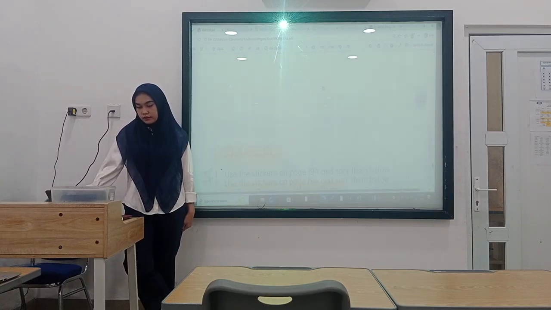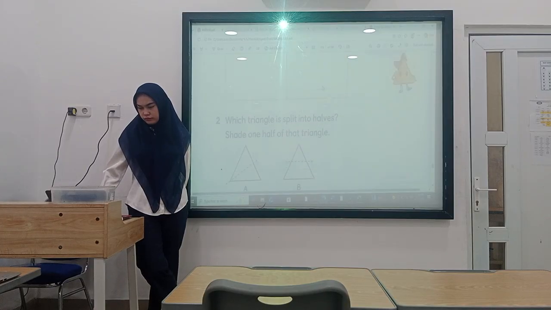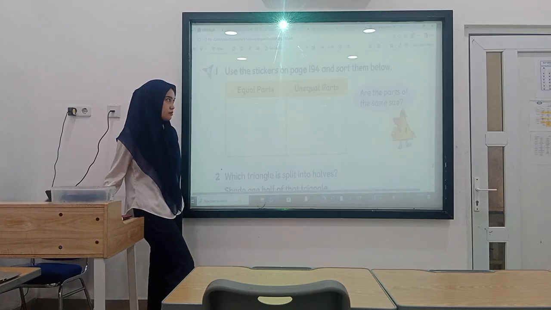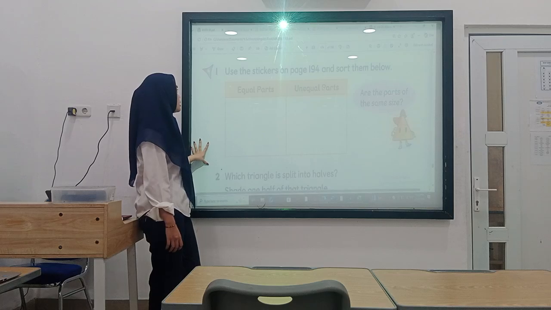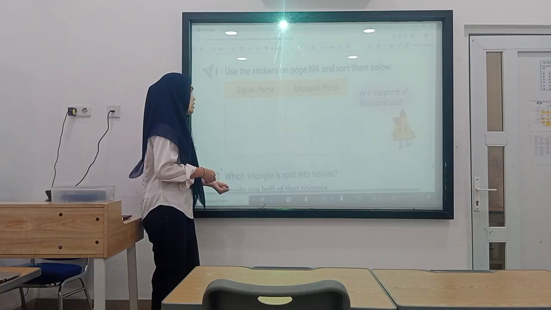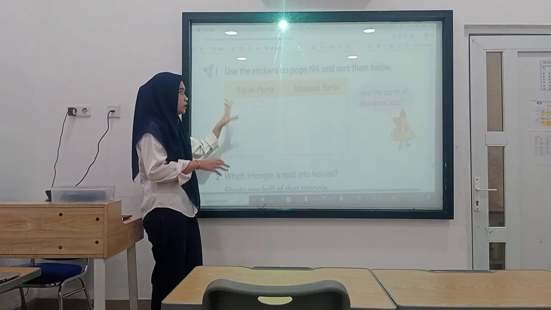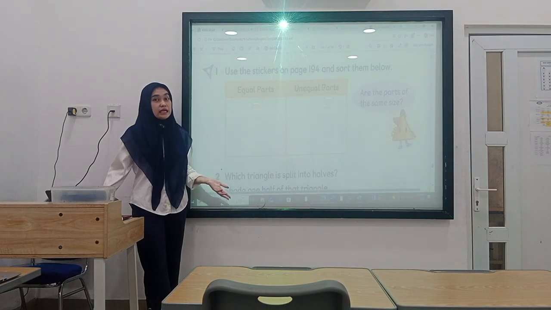Yeah, you have explained about this. Maybe number 1. Yeah, we use stickers in the book. What will you do for the students with this? Okay, for this one, we have stickers in the back of the book, so they have to choose which things are equal parts and which things are unequal parts. So they divide them, like put in this box if it's equal parts and put in this box if it's unequal parts. So it depends on the sticker in the book.